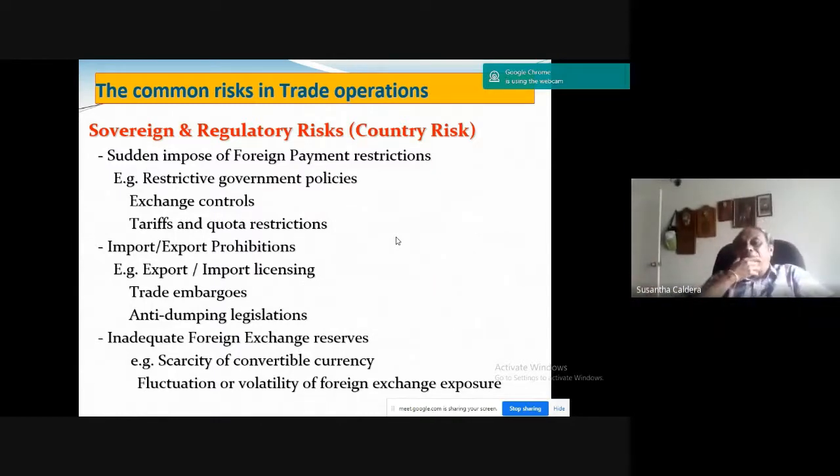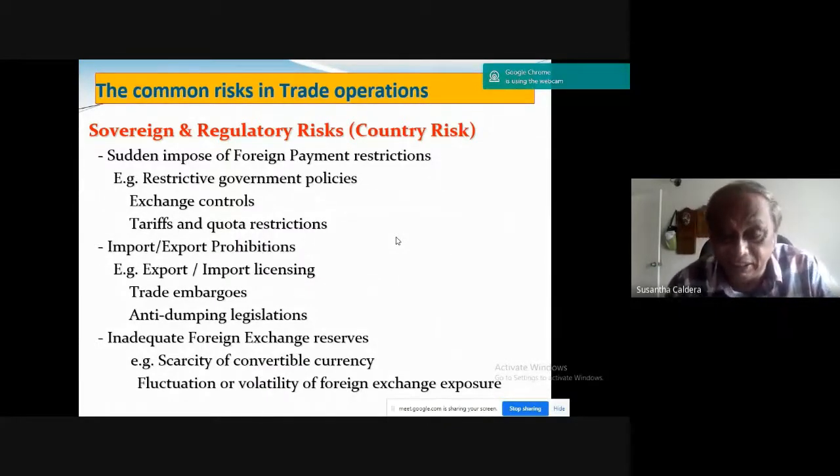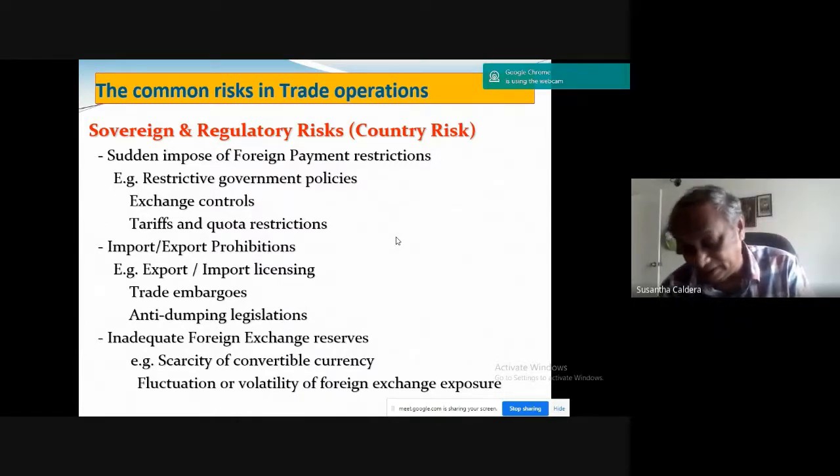What sort of? We have GSP Plus, right? There are restrictions. Sometimes they withdraw GSP, and grant it again, right? A lot of things. Then import and export prohibitions. Export and import licensing. Do we have that? Yes.